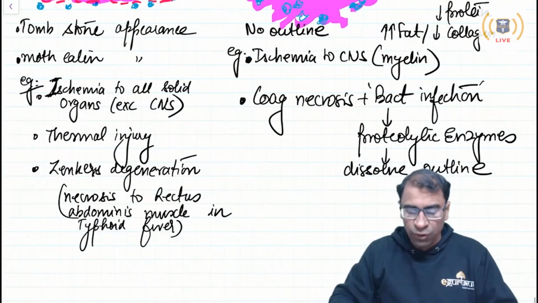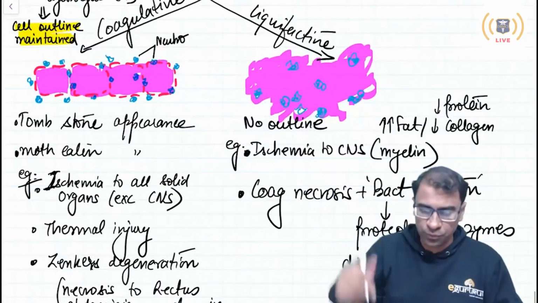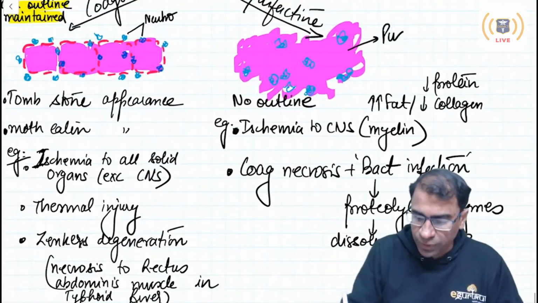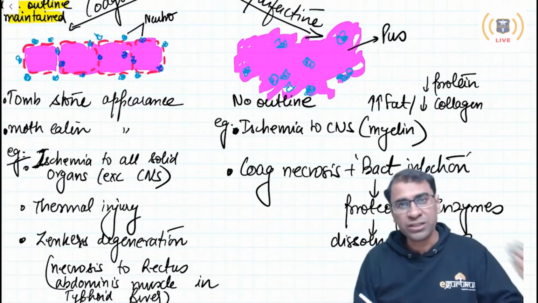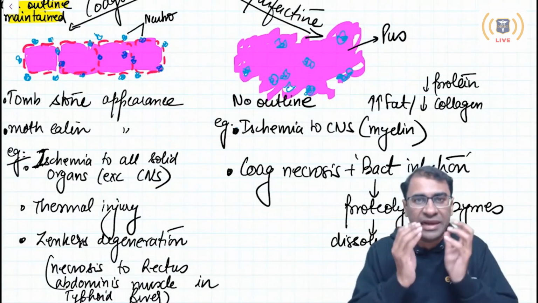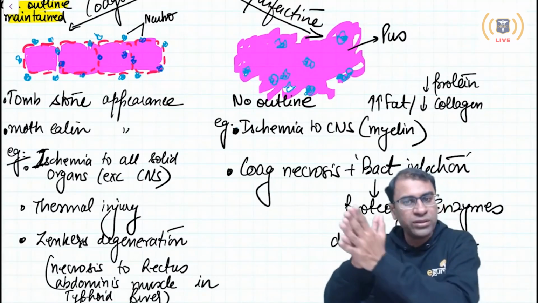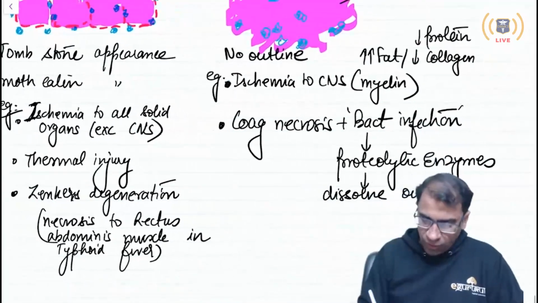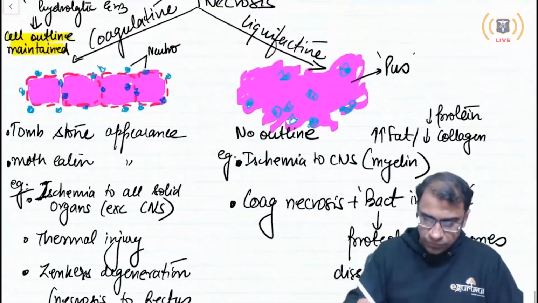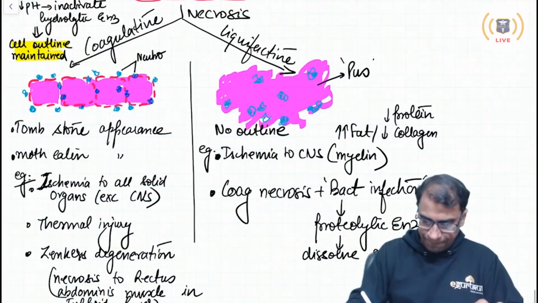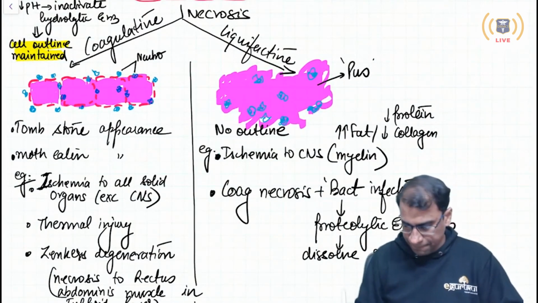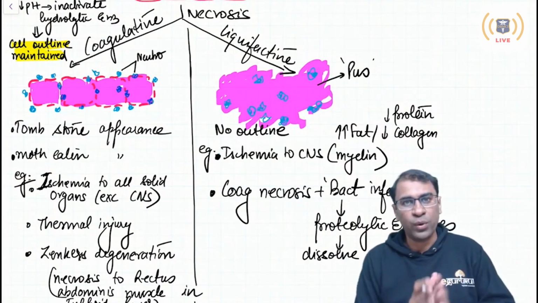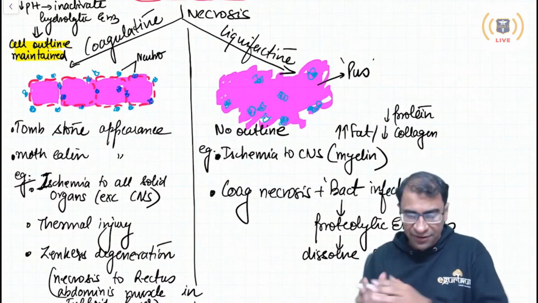Now, if you look at the morphology, this is a completely liquefied tissue. This liquefied tissue is referred to as pus. So what is pus? Pus is nothing but liquefied tissue along with neutrophils. Highlighting it below. These two things are clear: coagulative versus liquefactive. Now write it down below.